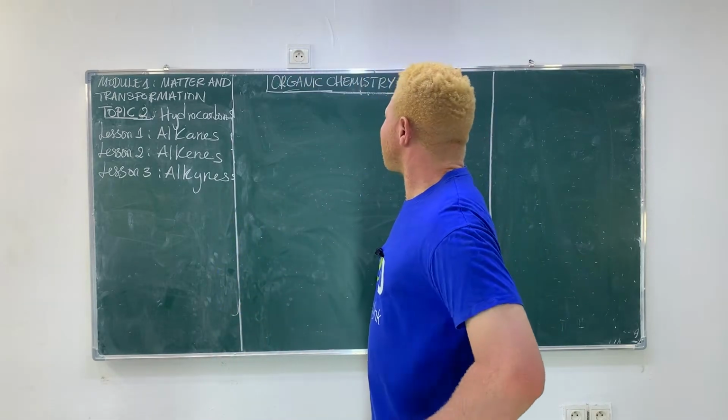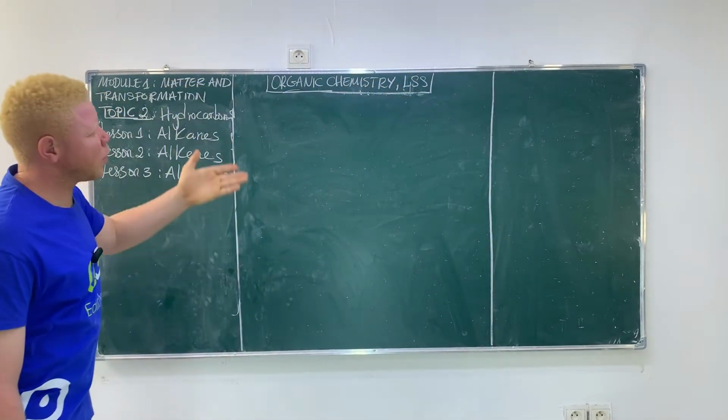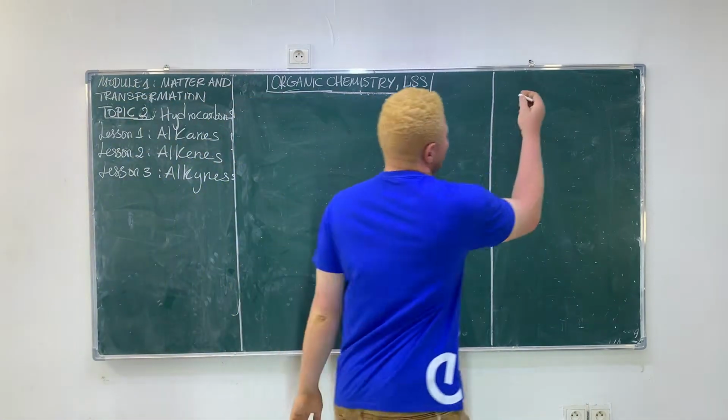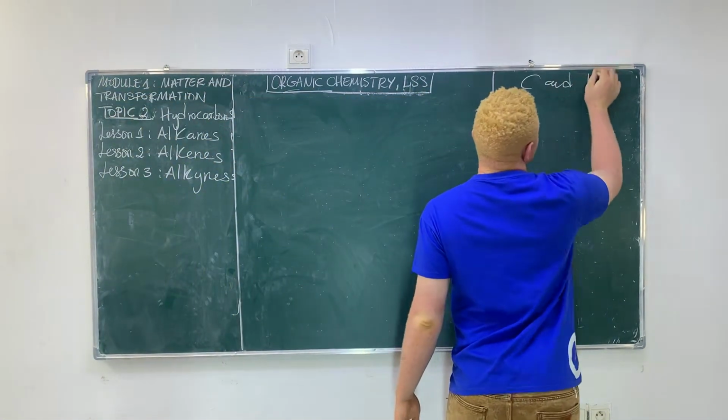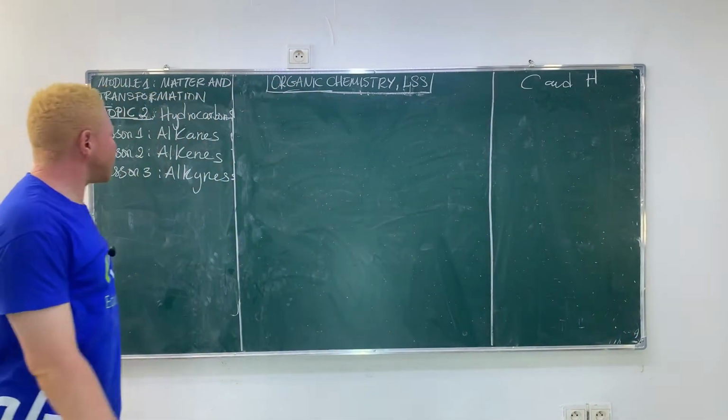And about topic two. Topic two we have hydrocarbons. Hydrocarbons are compounds containing carbon and hydrogen only. So the first hydrocarbon we're going to see is the alkanes.